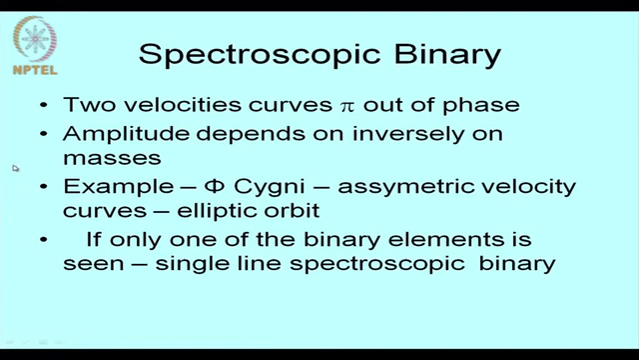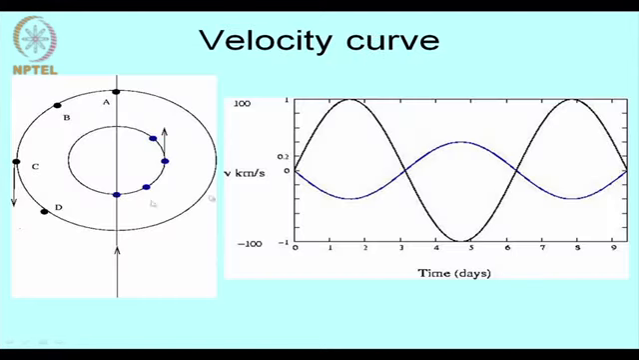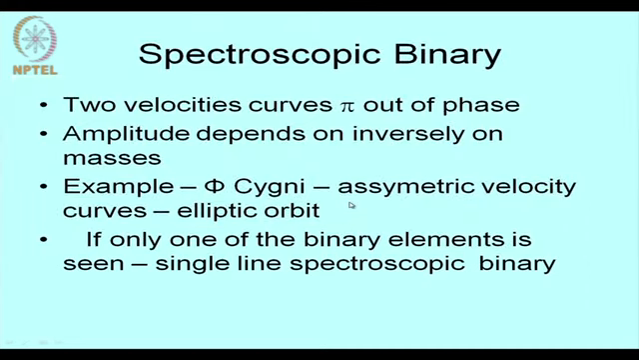This is another characteristic feature. So, here the amplitude of the less massive object is more and the amplitude of the more massive object is less. So, the ratio of the amplitudes of the velocities tells you the ratio of the masses. And an example is phi Cygni. For phi Cygni, the velocity curve is asymmetric.